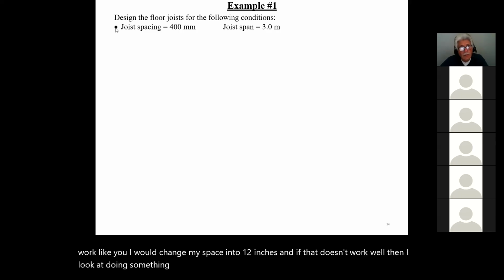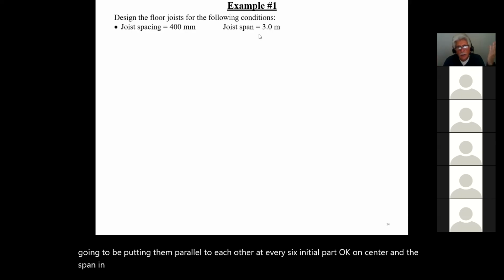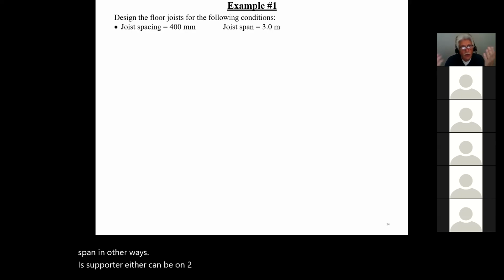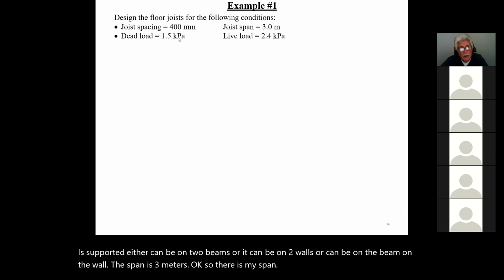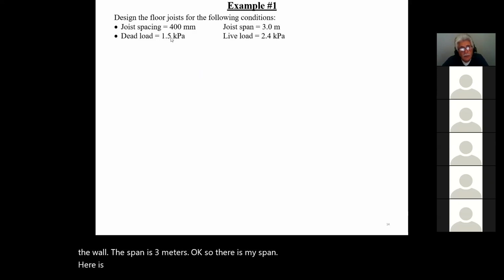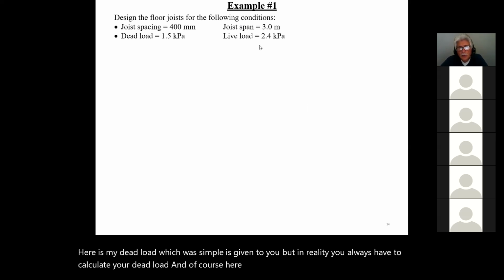So here I have my spacing of my joists. In other words, I'm going to be putting them parallel to each other at every 16 inches on center. And the span, in other words, where it's supported, can be on 2 beams, or on 2 walls, or on a beam and a wall. The span is 3 meters. So there's my span. Now, here's my dead load, which was simple. It's given to you, but in reality, you always have to calculate your dead load. And of course, here's my service load of 2.4 kPa.